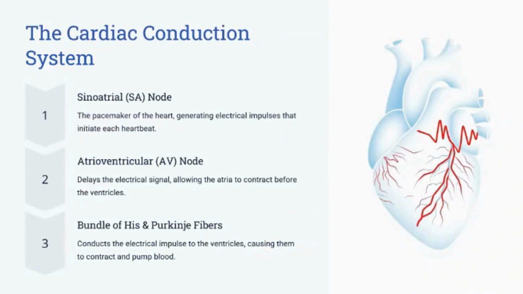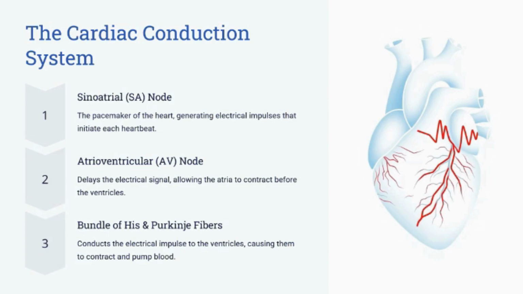Now moving further, the cardiac conduction system. The conducting system is a network of specialized cells in the heart that generates and transmits electrical impulses, ensuring the heart contracts in a coordinated manner to pump blood efficiently. This system controls the rhythmic heartbeat and maintains a regular heart rate.